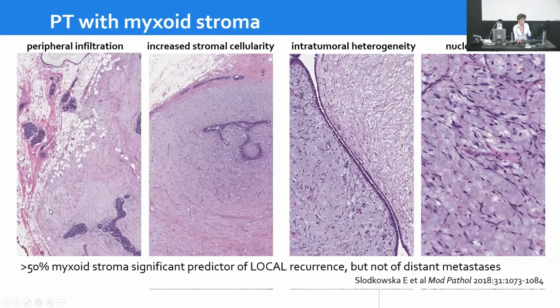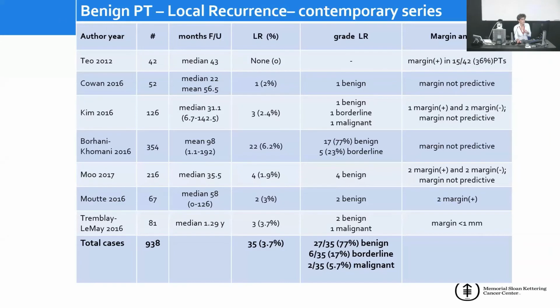They still show peripheral infiltration, stromal increased cellularity, there is intratumor heterogeneity. They may show nuclear atypia, although in a myxomatous type of lesion, nuclear atypia can be harder to identify in general. And there is another study from Canada where tumors that had more than 50% myxoid stroma had a higher rate of local recurrence, but not of distant metastasis in their study. So there may be something of interest to study in these cases.